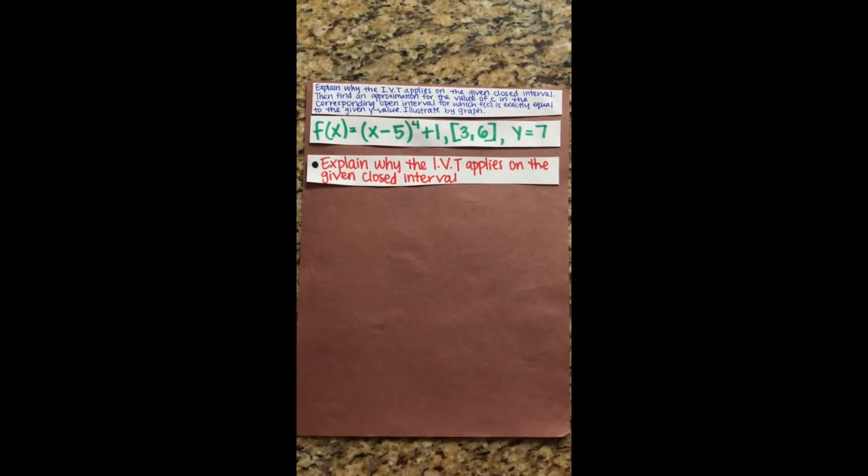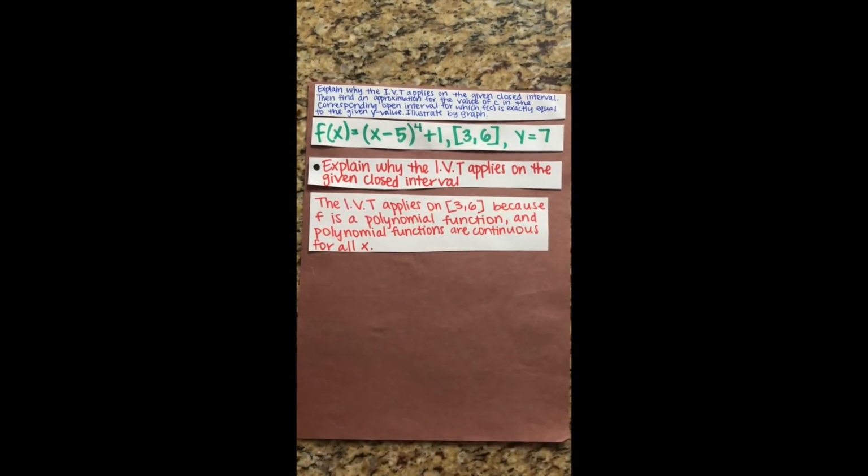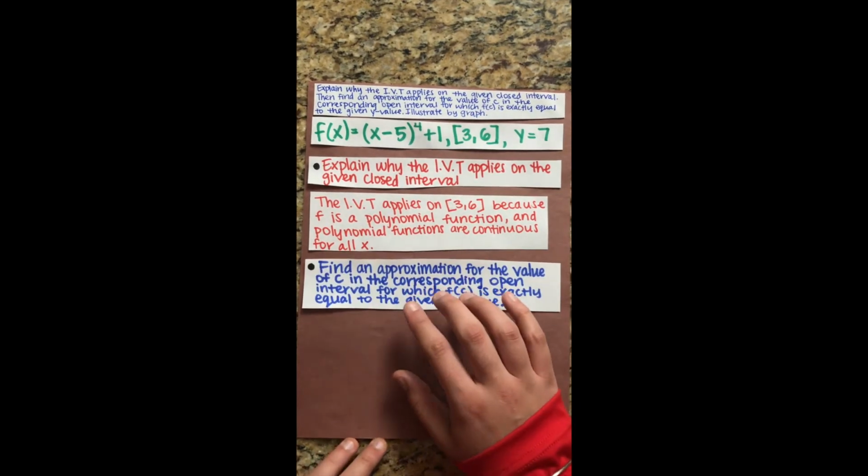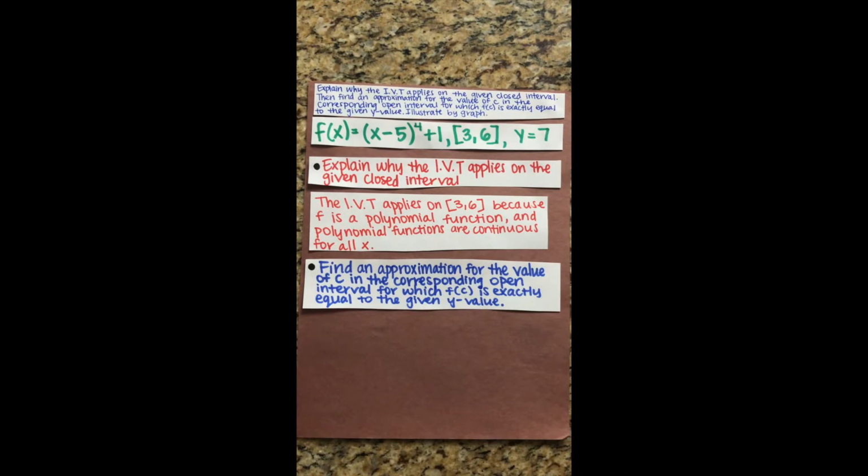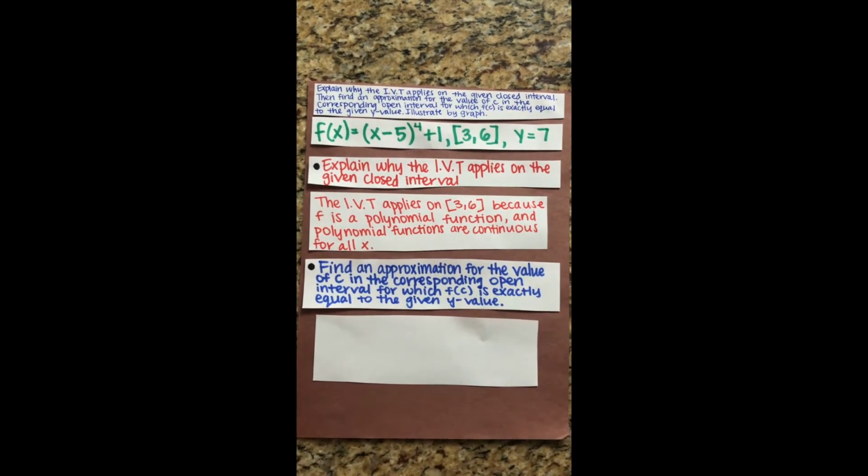Part 1. Explain why the I.V.T. applies on the given closed interval. The I.V.T. applies on [3, 6] because f is a polynomial function, and polynomial functions are continuous for all x. Part 2. Find an approximation for the value of c in the corresponding open interval for which f of c is exactly equal to the given y value.